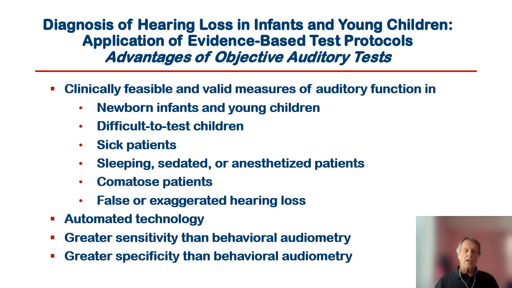And of course, the objective tests such as ABR and OAEs have permitted automated hearing screening. Hearing screening by non-audiologists, where the machine itself is determining whether the patient passes or fails. So there are many advantages of objective tests. We should be using them in each and every patient, but we rely on them almost exclusively in infants under the age of 6 months.